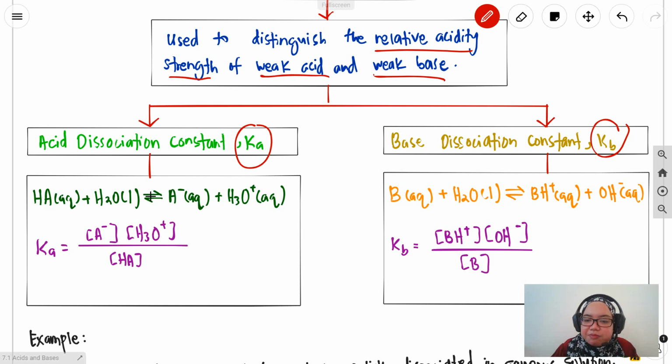So for Kb sama juga. Okay, we don't include water sebab it remains unchanged. So concentration of BH plus ion times OH minus ion divided by concentration of B to find the Kb value.